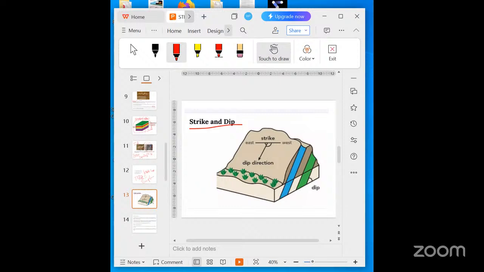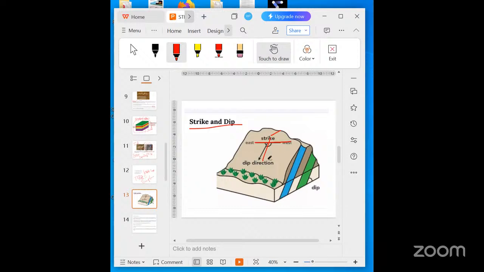So strike and dip are explained, you see here, one by one. First, strike. The strike is the direction of the line representing the intersection, you see here, between a fault, bed, or any planar feature and a horizontal plane.